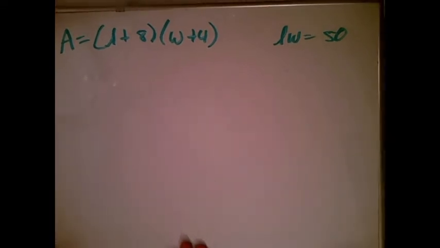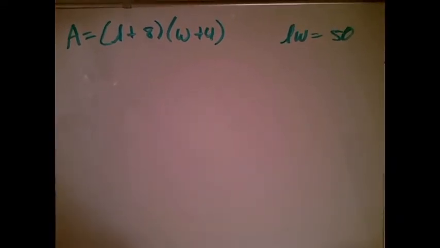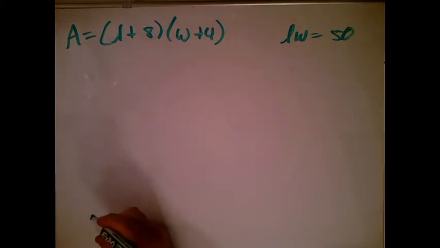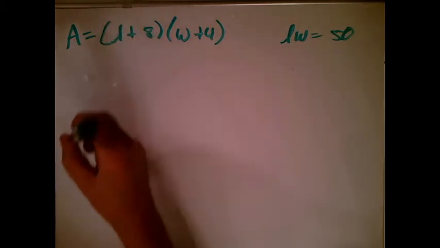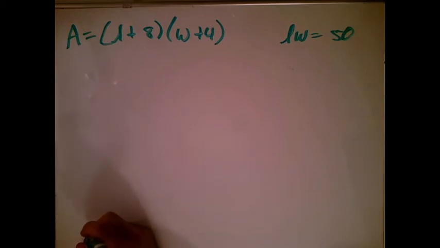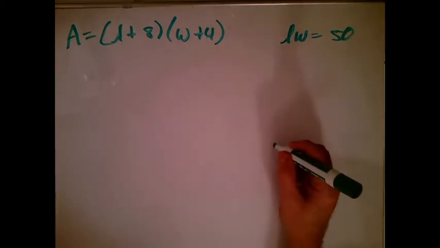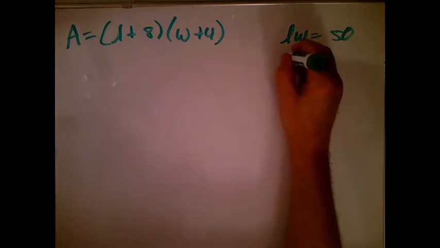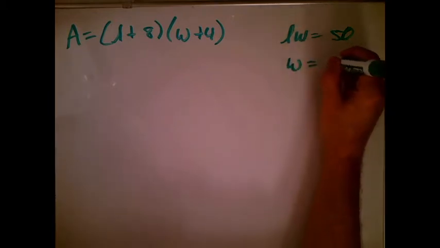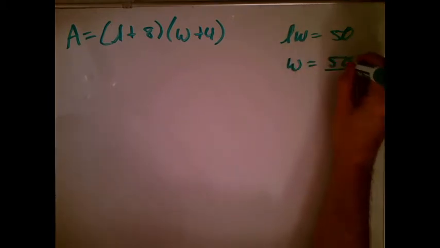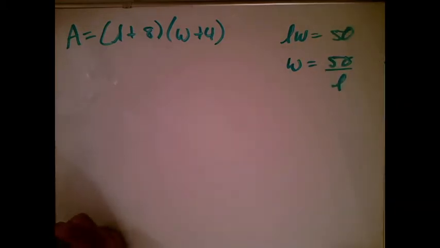Remember, the goal of optimization is to try to use calculus. This is the thing I would want to take the derivative of, but I can't because there are 2 variables. The usual procedure is to go over to your constraint equation, solve for a variable, plug back in, get a function of 1 variable, and start doing calculus. So this is what we're going to do. I'm going to solve for W. It doesn't matter which one I solve for here. Sometimes it does. This one, it absolutely does not. So I'm just going to write W equals 50 over L.